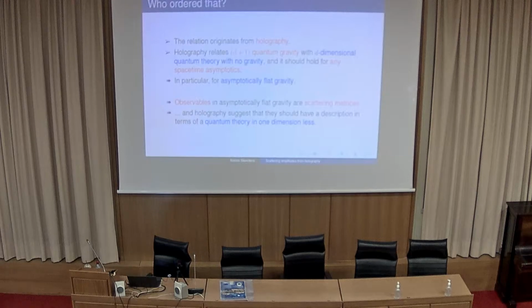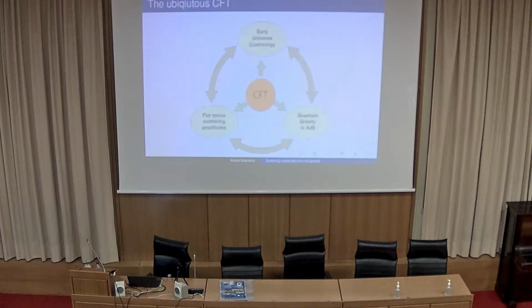The idea originates from black hole physics. And as long as you have black holes, you should have holography. And in particular, it should apply to asymptotically flat gravity. And in asymptotically flat gravity, the observables are scattering amplitudes. And holography, this idea, suggests that they should have a description in some other quantum theory in 1 dimension less. So that's where the idea comes from.